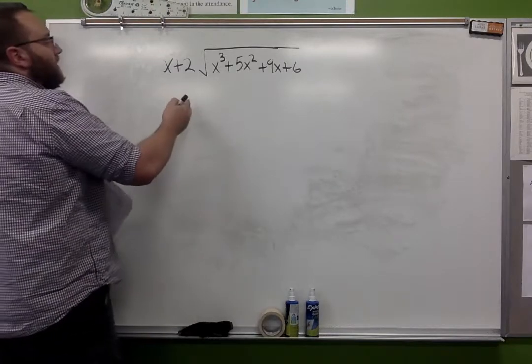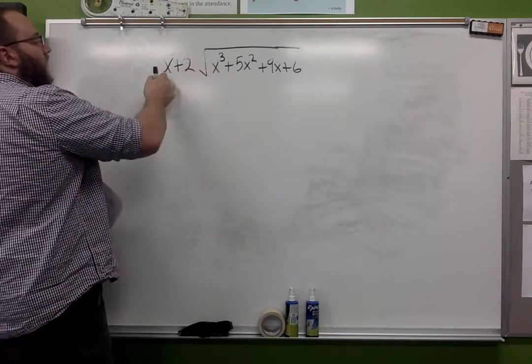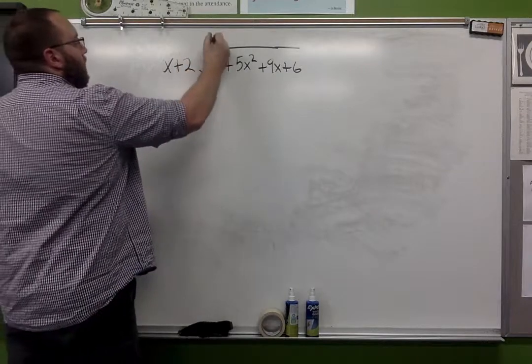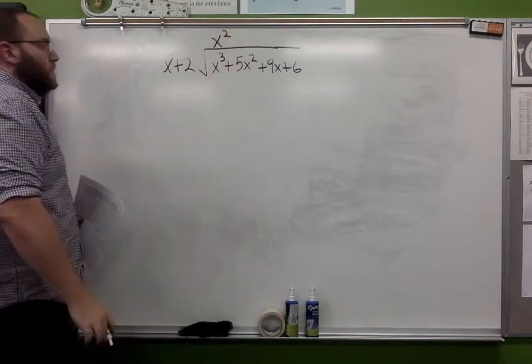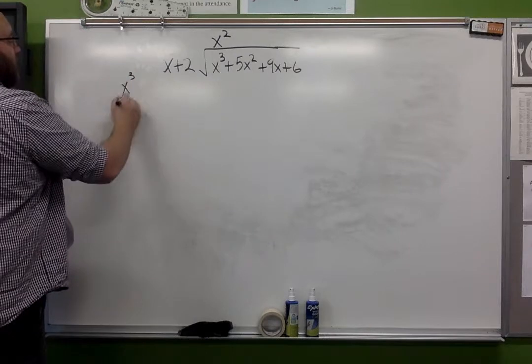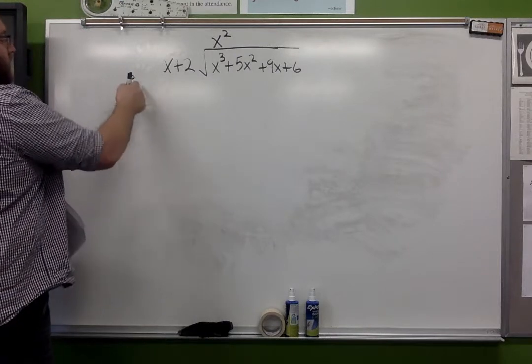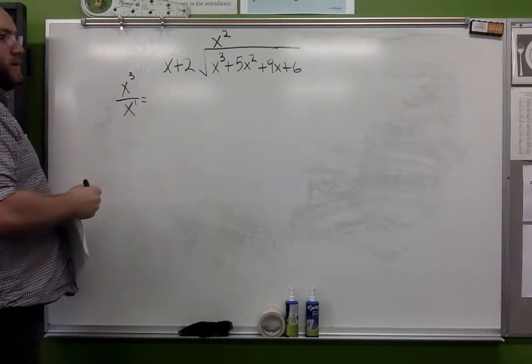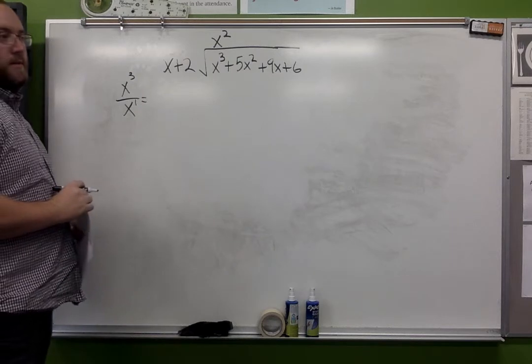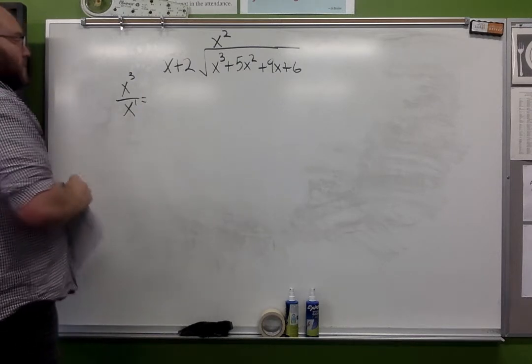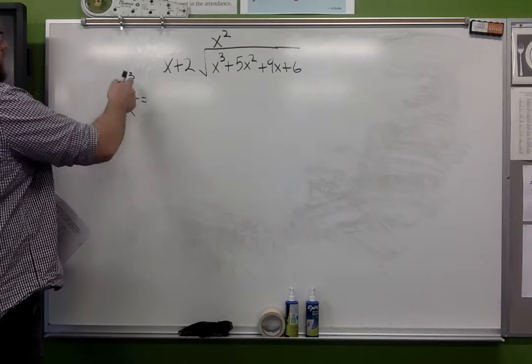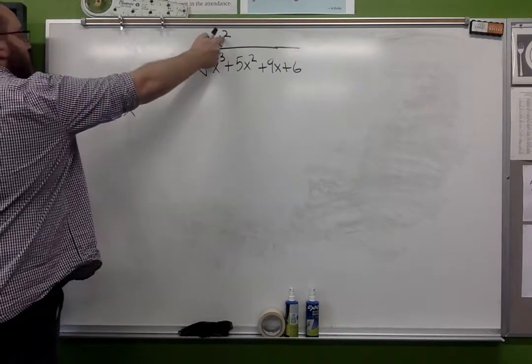Okay. So I like to think of it as x to the third divided by x gives me what? x squared. x to the third divided by x, 3 minus 1. You should have learned this last year. If you are rusty with it, then come talk to me. You need to practice some more. Okay. 3 minus 1 is 2. x squared.